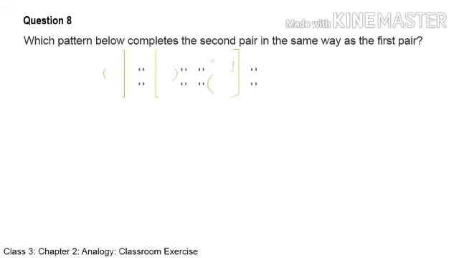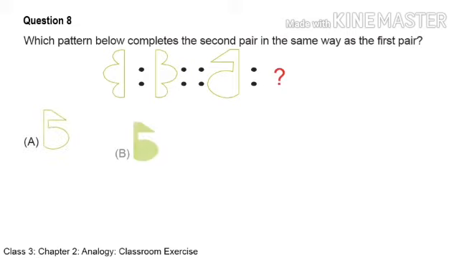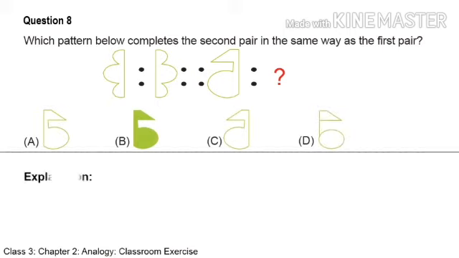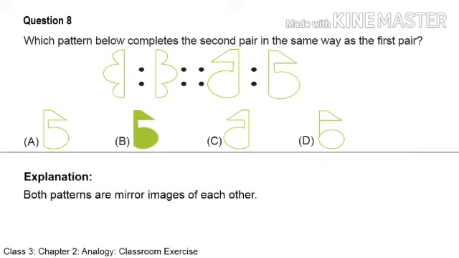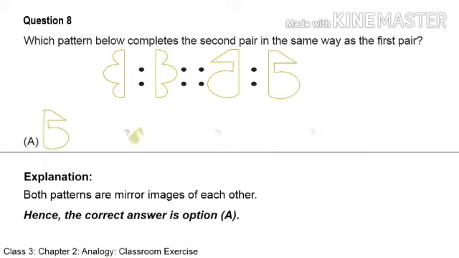Interesting, isn't it? Well, let's answer the next question. Which pattern below completes the second pair in the same way as the first pair? We have option A, B, C, or D. Look at all the options carefully. Did you find the answer? Yes, both patterns are mirror images of each other. Hence, the correct answer is option A.